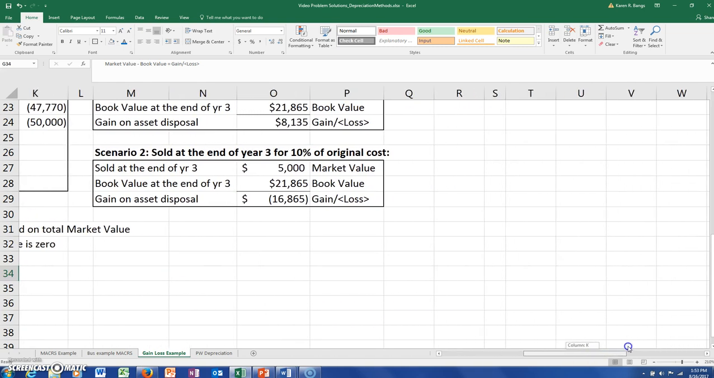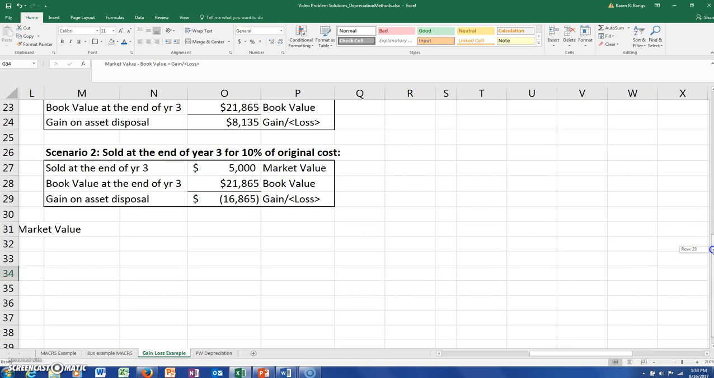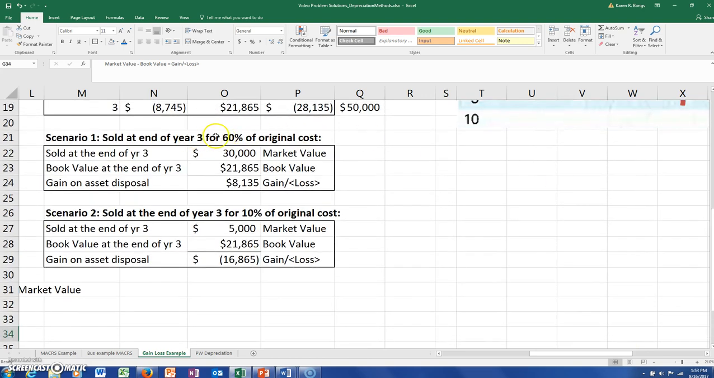And then let's have a second scenario here. So we have the first scenario where we had a gain. Now let's say scenario 2 is we still are selling it at the end of year 3, but instead of selling it for 60% of original cost, we're selling it for 10% of original cost. So in that case, we're only going to get 10% times $50,000. We're only going to get $5,000 is what the market value is at the end of year 3. It's only $5,000 minus the book value, because we still have to write that down. We have to take that as an expense to get the book value to 0.